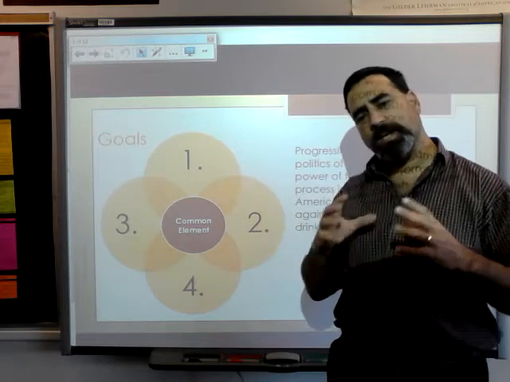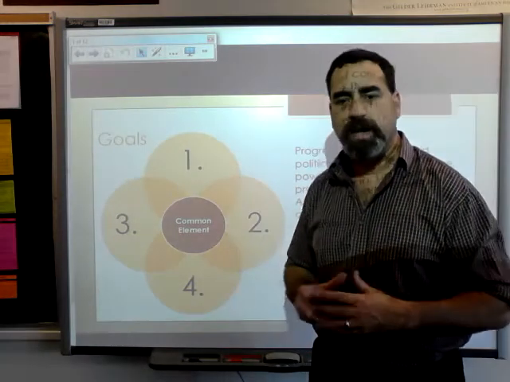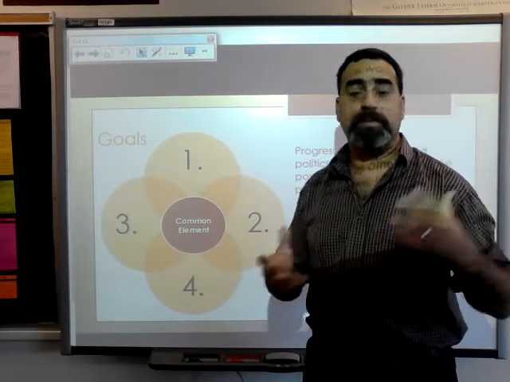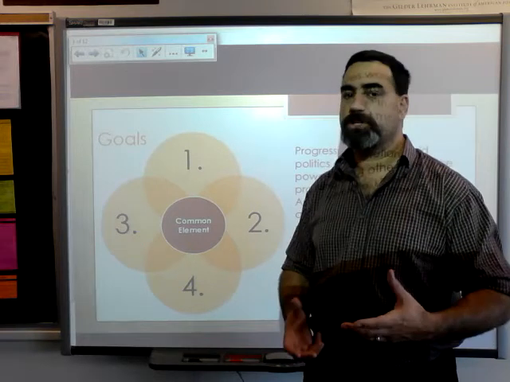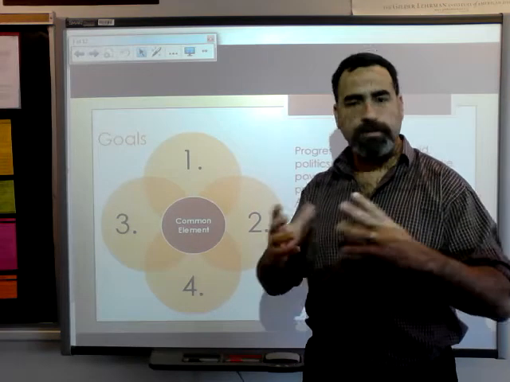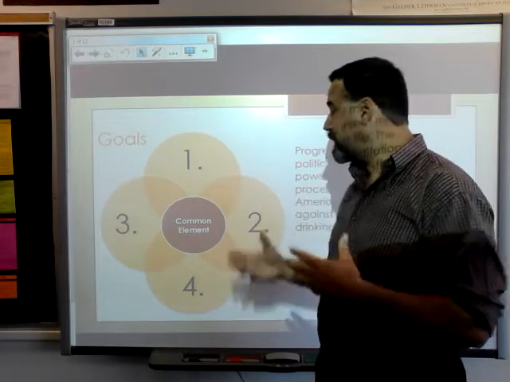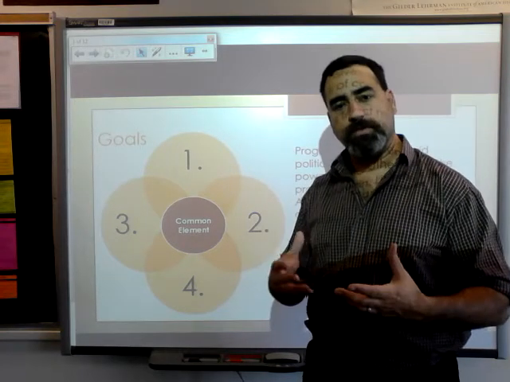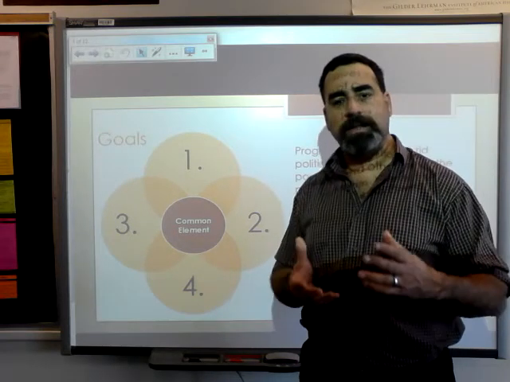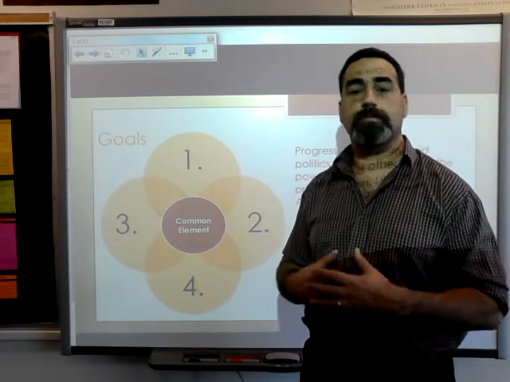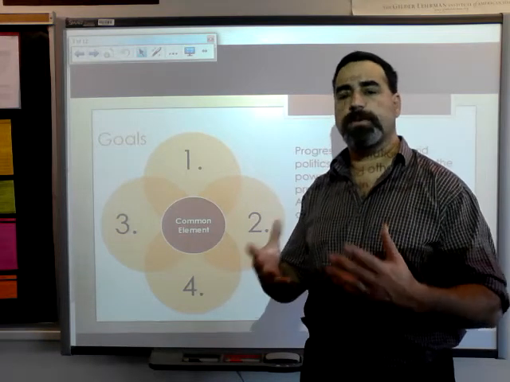Now, what was the common element here? This could be describing a lot of very diverse groups, from labor unions to temperance movements, women's suffrage to civil rights. There's an awful lot of overlap here. What exactly is the common element of these progressives and the goals they wanted to achieve? They wanted to achieve these reforms through the government. They felt that these reforms were in the government's domain.